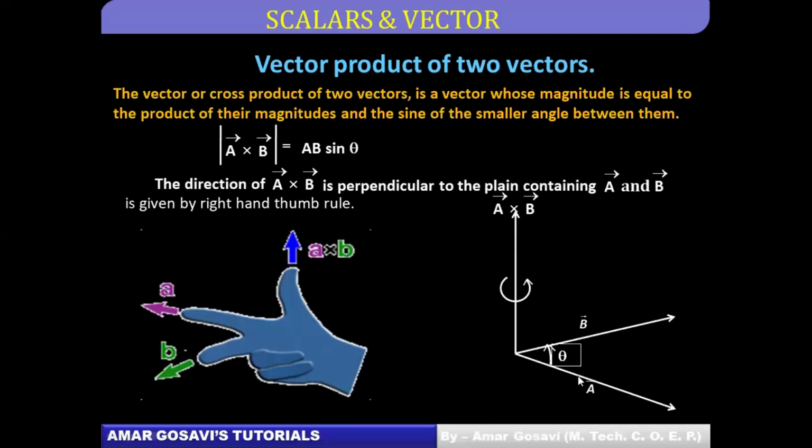Same thing is being represented in this diagram. If you move from A bar to B bar, take the cross product from A to B, A cross B. Unlike A dot B, here we will be calling it A cross B.